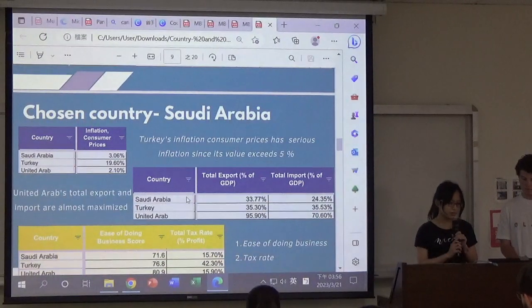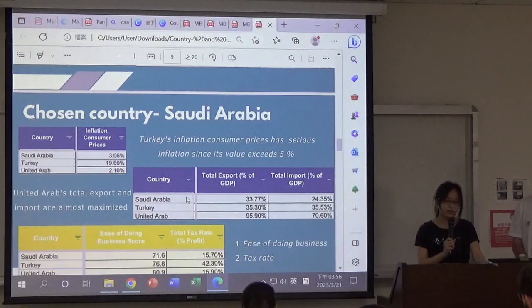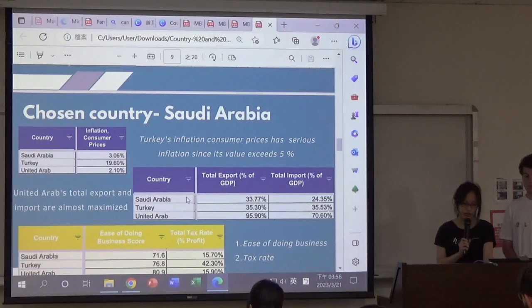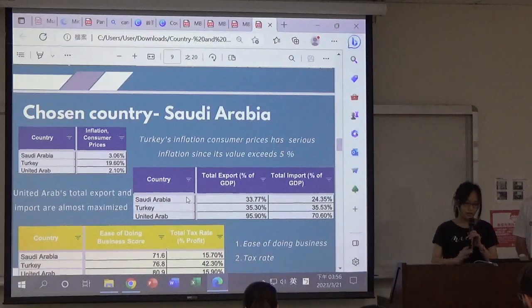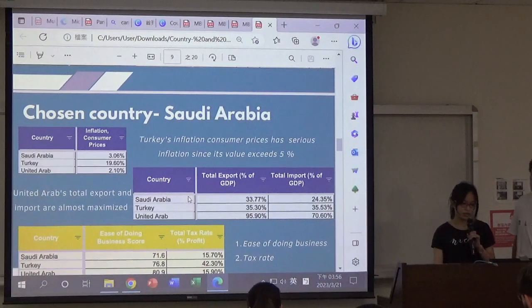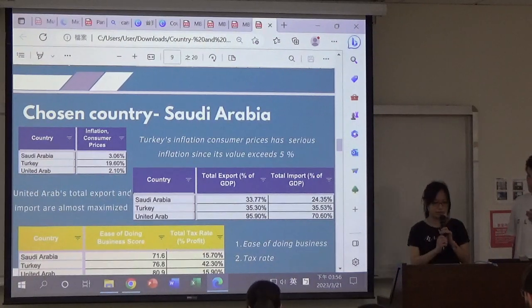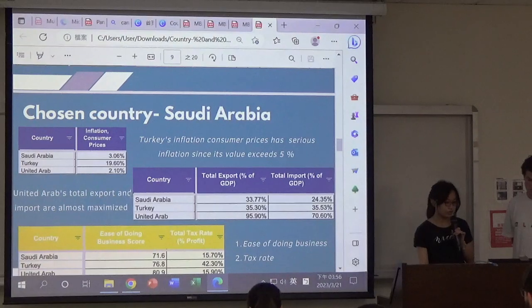And in the process, we are choosing between Saudi Arabia, Turkey, and United Arab. In the end, we have chosen Saudi Arabia as our final target because its inflation consumer prices, although not the lowest among these three countries, are tolerable. And also the United Arab. The reason why we didn't choose the United Arab as our final target is that its total export and import is also the maximum. So we think it is not a good opportunity to invest there.